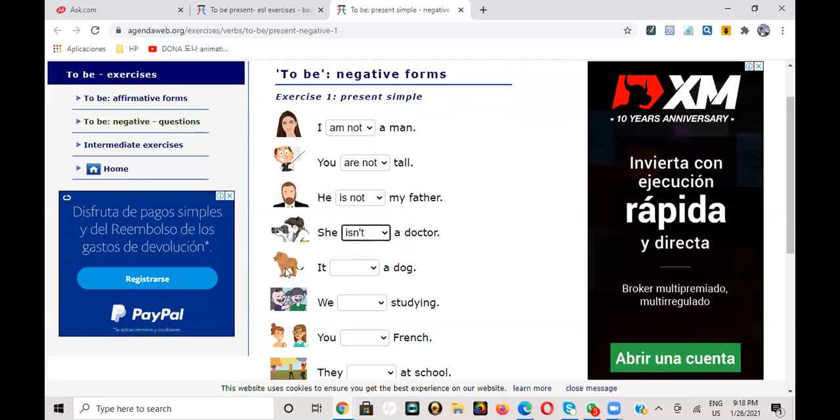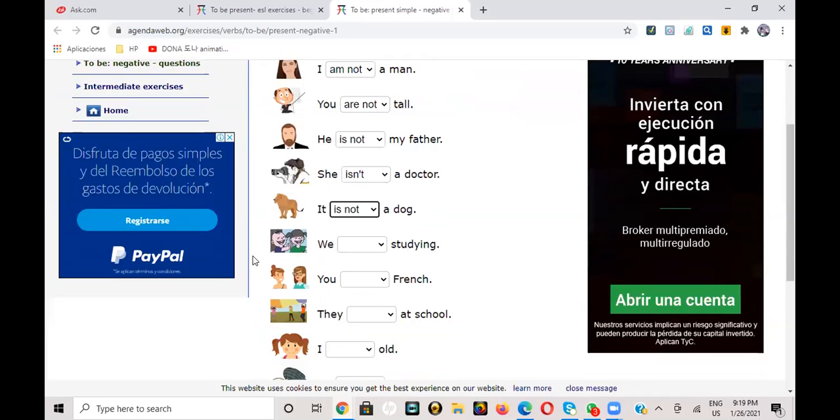A photographer. What animal is this? Lion. So what is the answer? It is not a dog. Excellent. Very good. What are they doing? We are students. Okay, but what are they doing in the picture? ¿Qué están haciendo en la foto? En recreo. Okay. So? They are not studying. Okay, what about the next one?